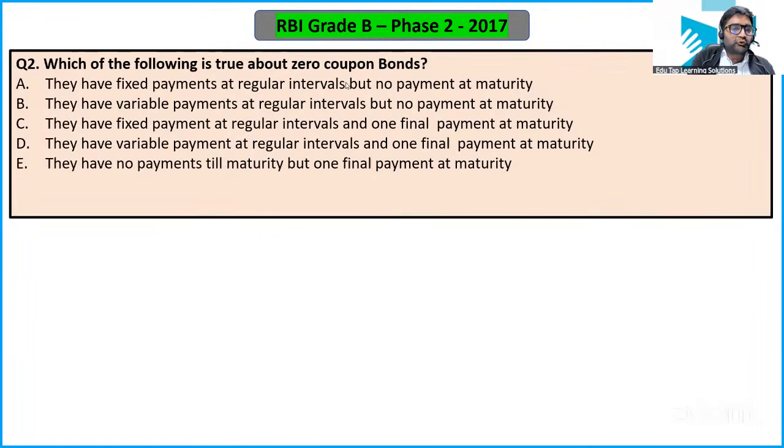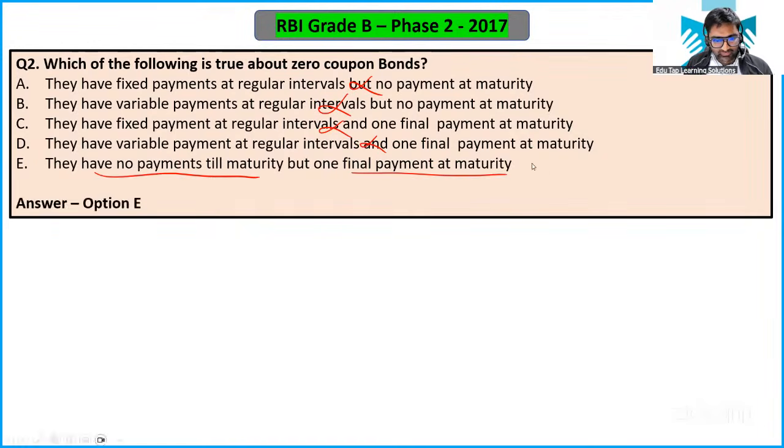Okay, so what is true about zero coupon bonds? They have fixed payments at regular intervals, obviously not. They have variable payments, no. Fixed payment at regular interval, no. Variable payment at regular interval, this is not the thing, right? So the correct thing is they have no payments till maturity, but one final payment at maturity. So E would be the right answer, and Pragati gets the point over here.